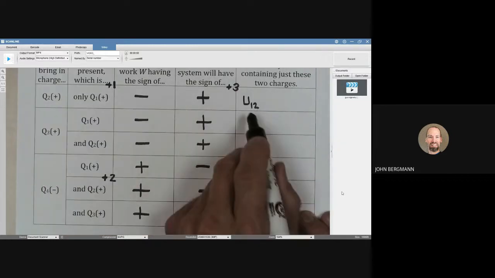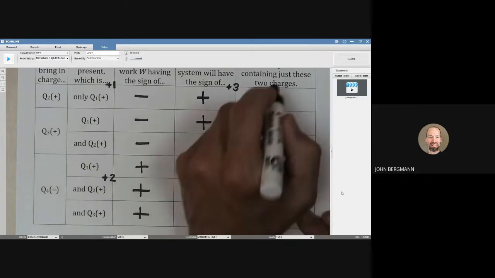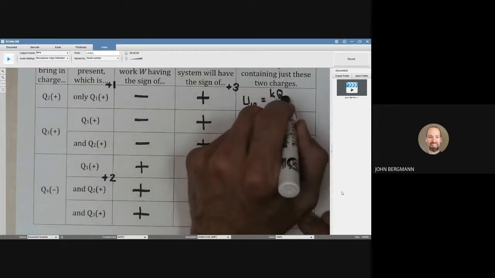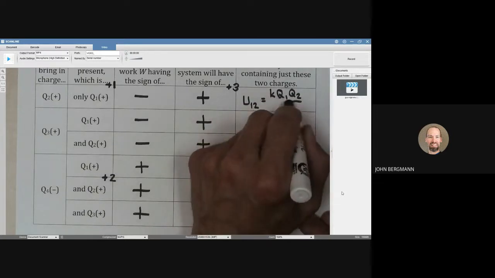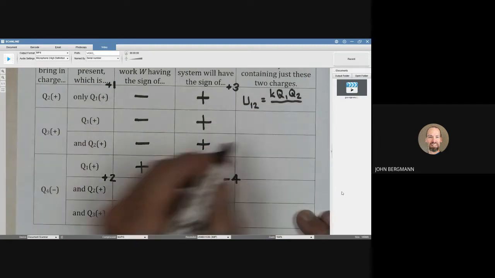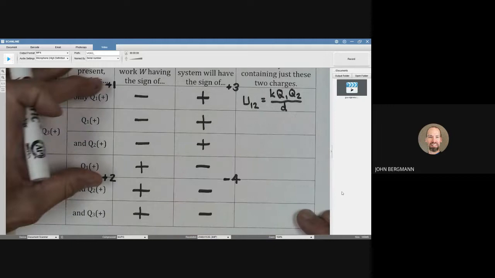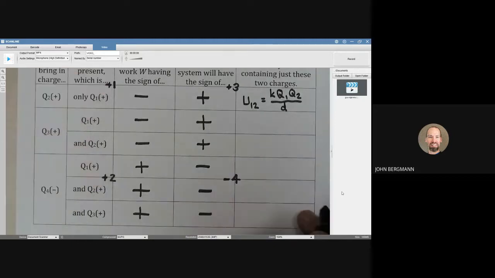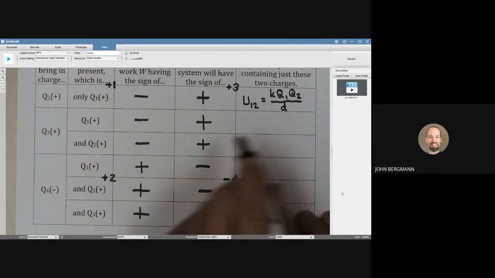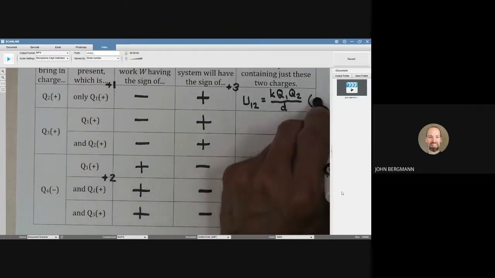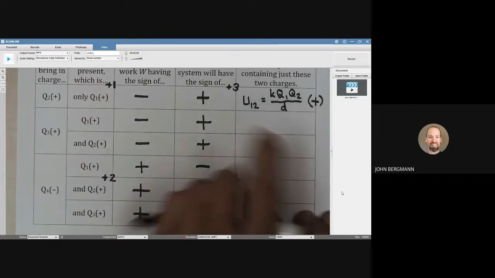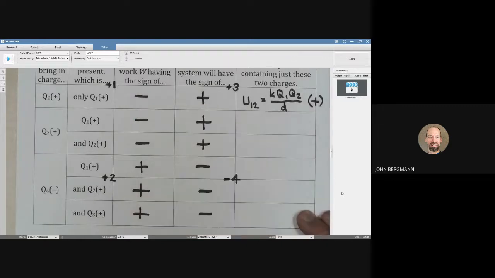So the equation for the potential energy between charge 1 and charge 2 would look like this. Potential energy associated with those two charges is going to be K, Q1, Q2 over the distance between them, which is D. These charges, remember, are at the corners of a square of side length D. And that is going to be a positive number. That's what we just wrote down in this column right here.